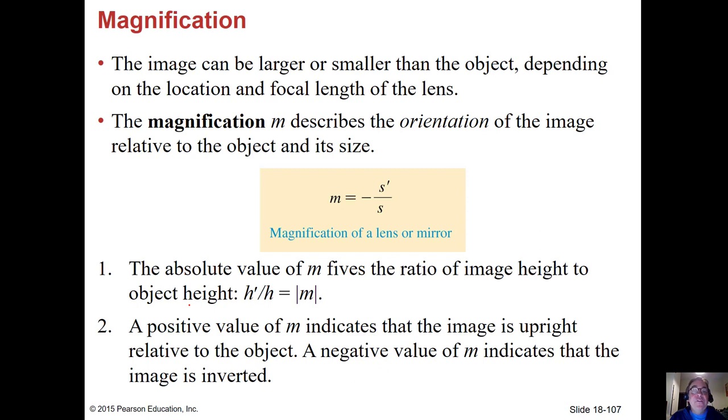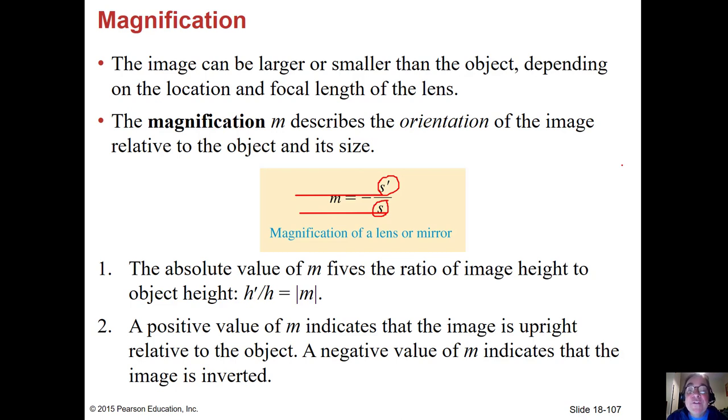Okay, so magnification, is it bigger, is it smaller? This will actually tell you if it's right side up or upside down. So M here stands for magnification, and it turns out it's equal to minus S prime over S. S prime and S are the image distance and the object distance. The minus sign here means it's inverted.